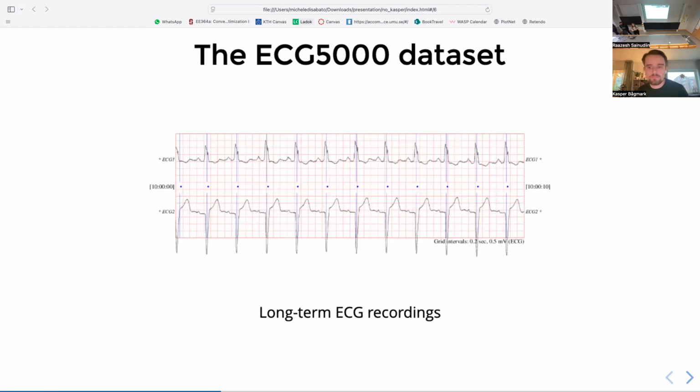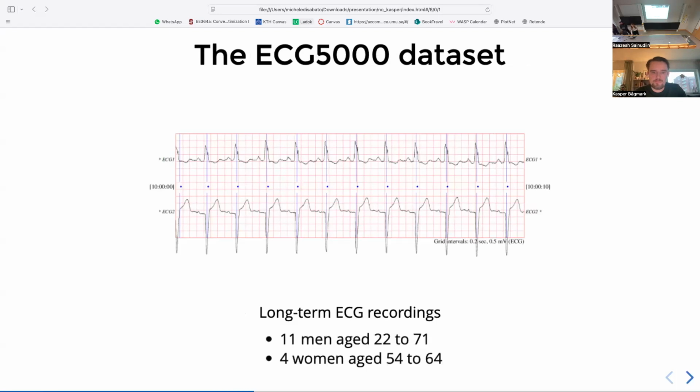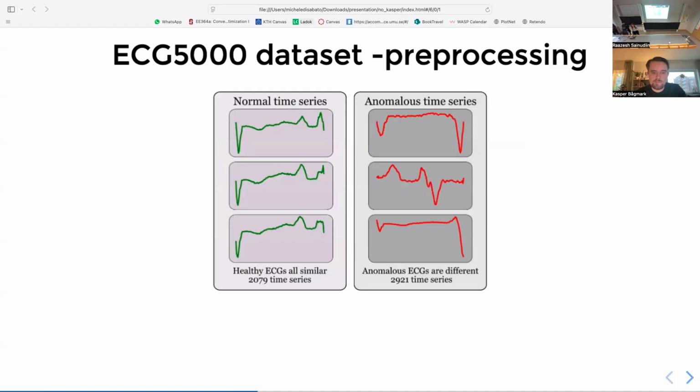We use the ECG 5000 dataset. This dataset is derived from another dataset, which consists of very long-term ECG recordings, as you can see here on this figure. And they are based on recordings from 15 different patients, 11 men and 4 women of different ages. And then some pre-processing has been performed, and this is what the ECG 5000 data is.